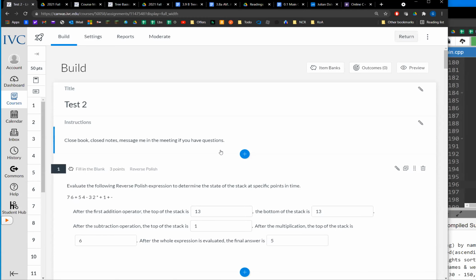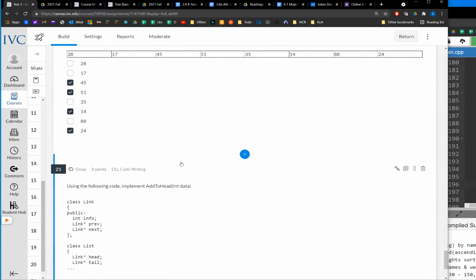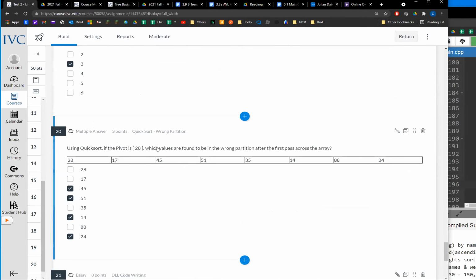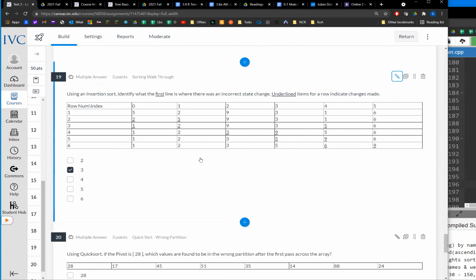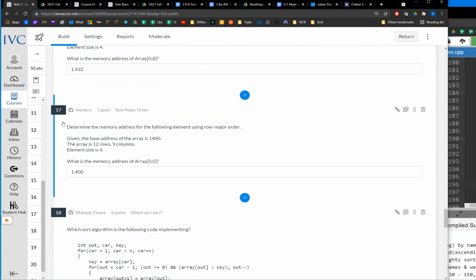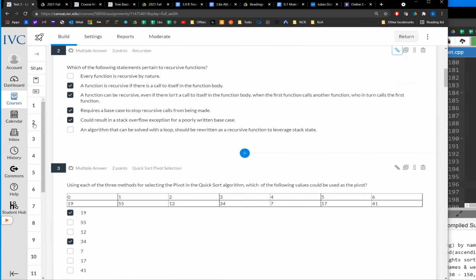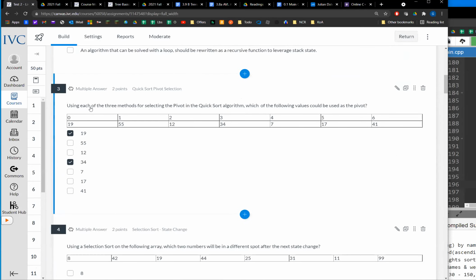It asks for which 3 could be a pivot. Or did I confuse myself? Where are we? I guess that's number 2 or something like that, isn't it? Number 3, using each of 3 methods, which of the values could be used as the pivot? Right, so 41, 34, and 19 would be considered to be the pivot in the median of 3. But when we're with those 3 values, 34 is selected.